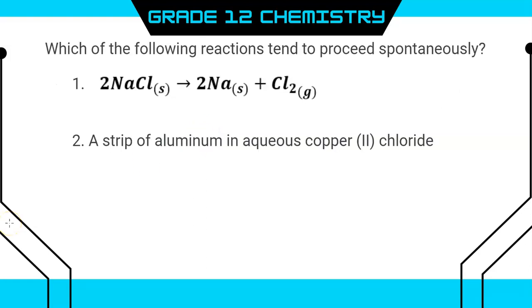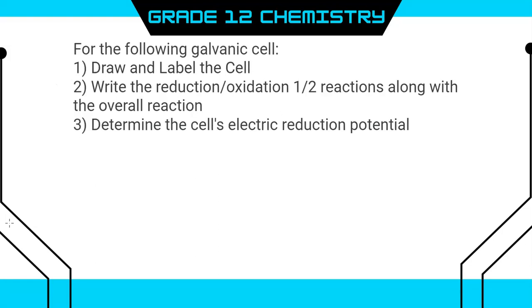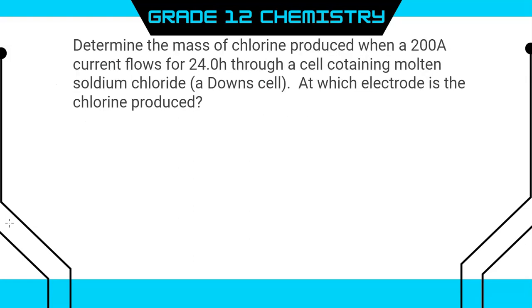Then I'll be going over how to determine whether or not a redox reaction will be spontaneous. We'll do a couple of examples of that. And then we're going to go over galvanic cells. We're going to draw some. We're going to look at half reactions and how to determine a cell's electric reduction potential. And finally, we're going to go over some redox reaction stoichiometry problems.